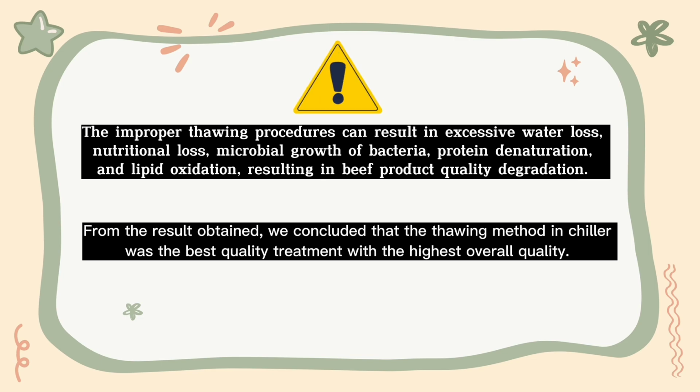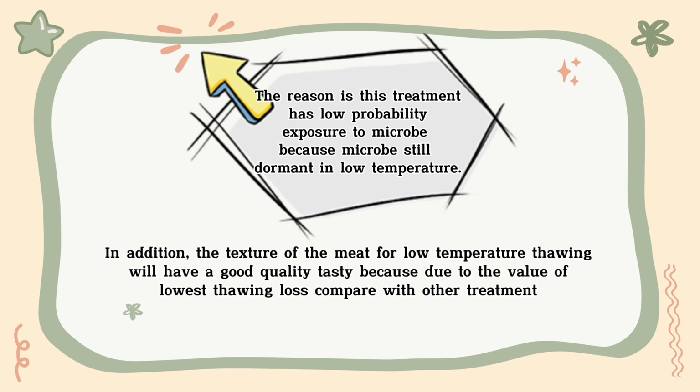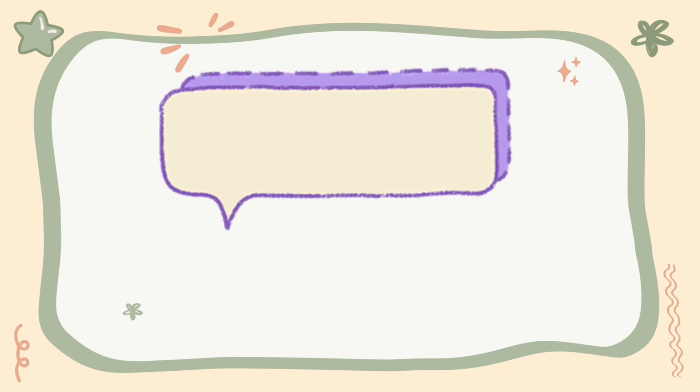From the results obtained, we concluded that the thawing method in the chiller was the best quality treatment with the highest overall quality. The reason is that this treatment has a low probability of exposure to microbes, because microbes are still dormant at low temperature. In addition, the texture of the meat for low temperature thawing will be of good, tasty quality due to the lowest thawing loss value compared with the other treatments.